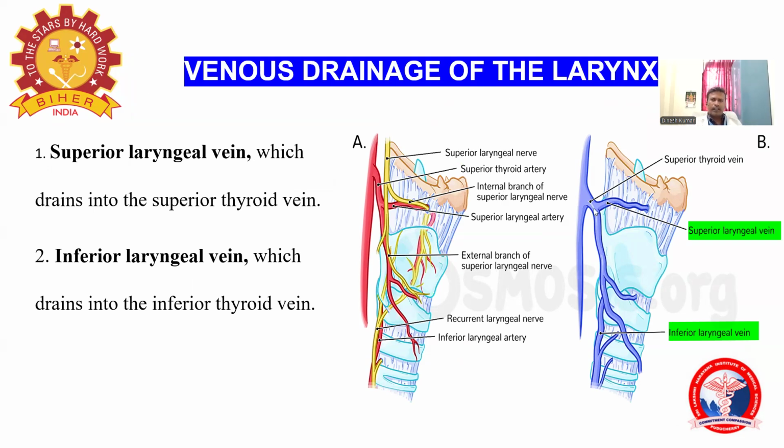See here, this vein runs transversely, pierces the thyroid cartilage and drains into the blood. So next is the inferior laryngeal vein. It runs downwards towards the cricoid cartilage. Then it divides into three to four tributaries. Okay. Then it drains into this area.